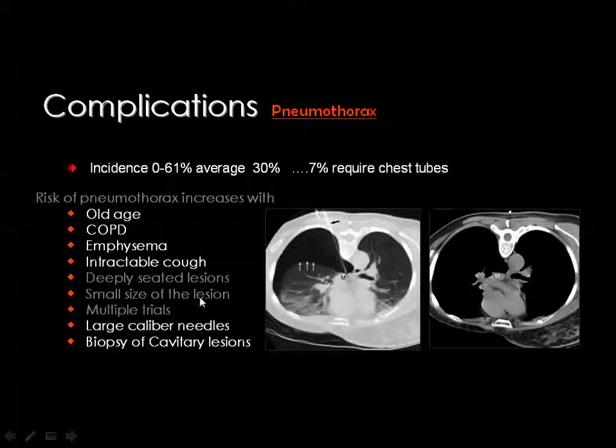Then if the lesion is small and you have done multiple trials to hit the lesion or to take an adequate biopsy, then the incidence of pneumothorax will increase. Also, if you select a needle of a large caliber, it will increase the incidence of pneumothorax. And I usually recommend a 19 or maximum 18 gauge needle for doing lung biopsies, especially whenever you are traversing lung parenchyma while approaching the lesion itself. Also, if you are biopsying a cavitary lesion, you may put your needle inside the cavity, and then you get some air leakage, and the incidence of pneumothorax in this case will be high.